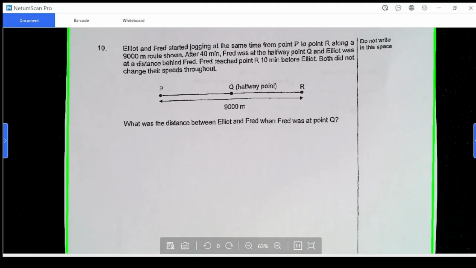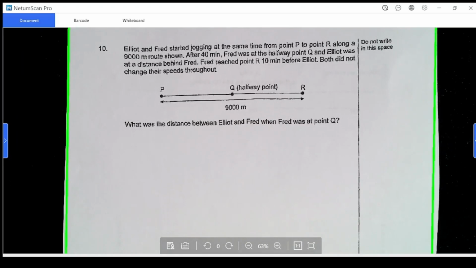Okay, class. This question is from Catholic High 2024 Essay 2, Paper 2, Question 10. Okay? Let's have a look. This is obviously a speed question.